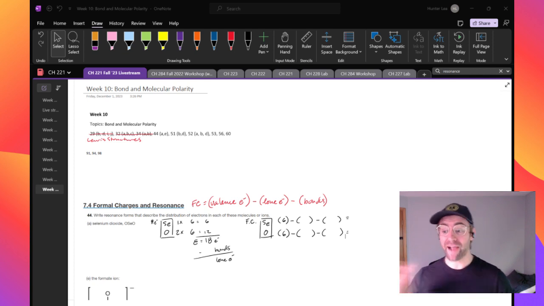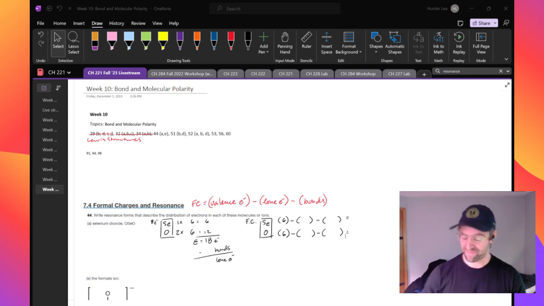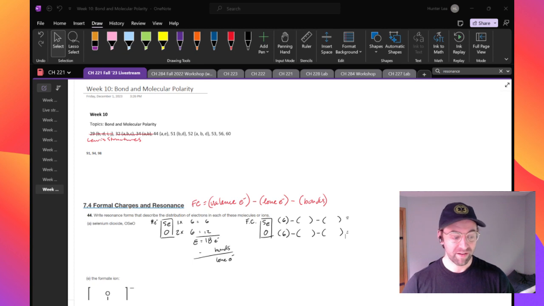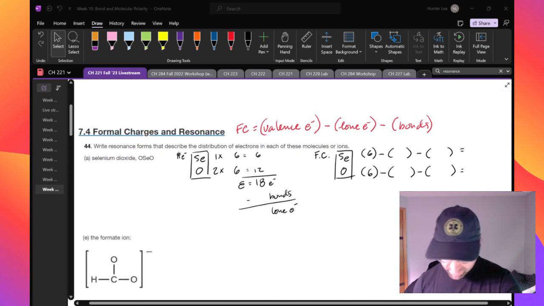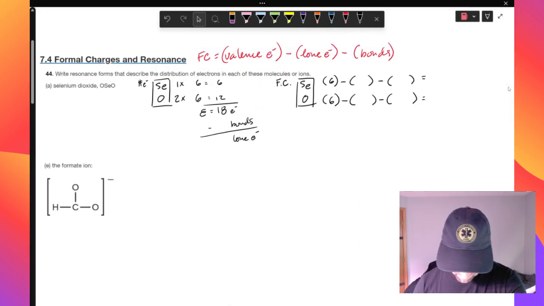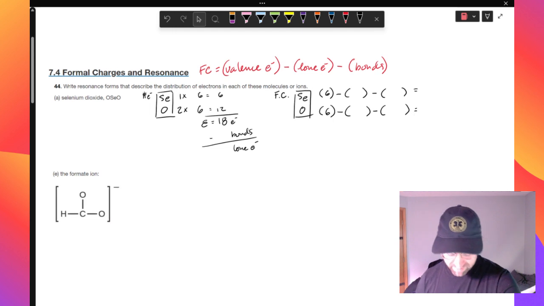And I will be referring back to my notes from when I was in 221 a few years ago, because I want to make sure that I don't lead you astray here. I want to give you the correct information. So with that, we're going to get into the exercises. We're going to start with 44A. I've set our work up here a little bit so that we can get through this first one.